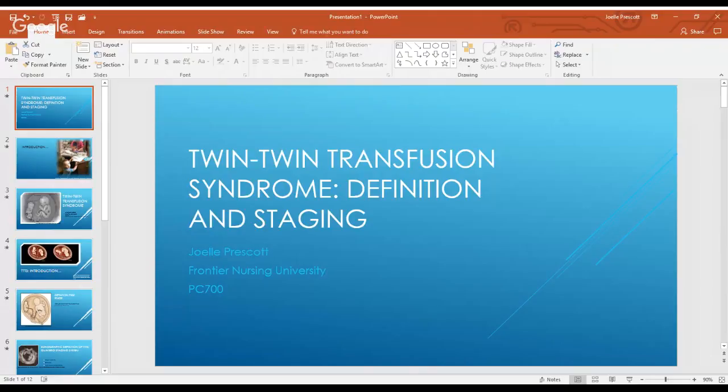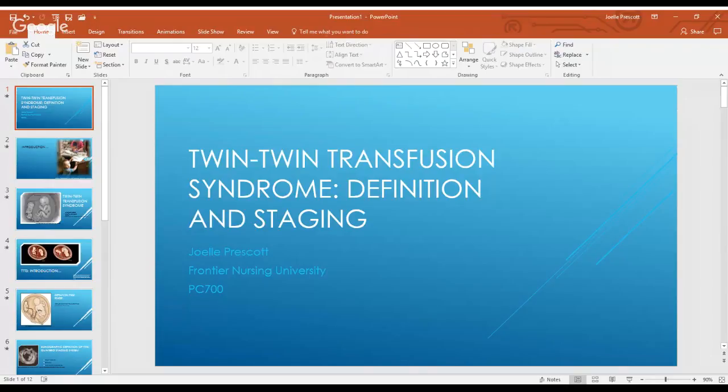In the Quintero staging system, there are 5 different stages of disease process categories for both the donor and recipient. The first stage is when oligohydramnios and polyhydramnios are detected. Oligohydramnios is amniotic fluid below the 5th percentile of an average fluid level. Polyhydramnios is above the 95th percentile in an average amniotic fluid level.